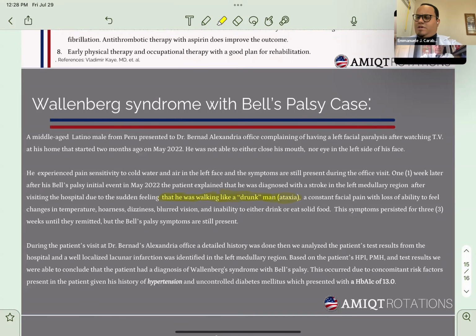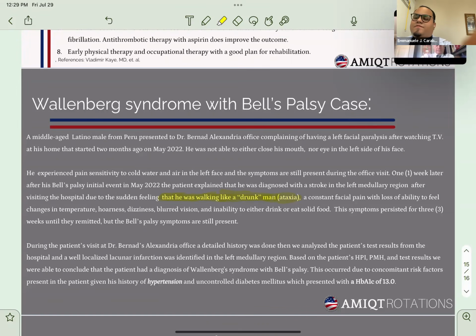Okay, so he already had the Bell's palsy before the stroke, but the difference was that he was not able to feel changes in temperature. It was numb, all right? He was now having a constant facial pain in the left area of his face, and he presented with hardness, dizziness, blurred vision, and inability to drink or eat solid food. All right, so he developed dysphagia in a significant way.